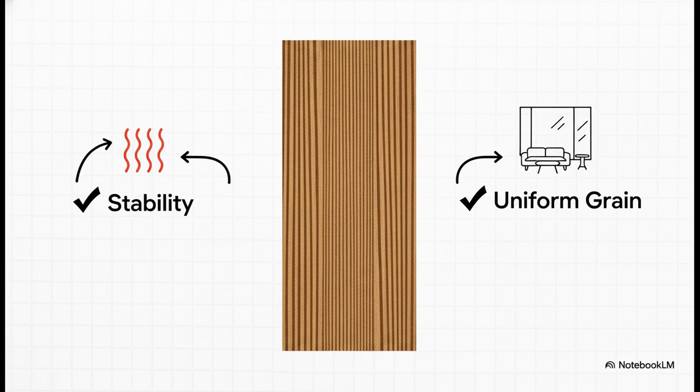It gives you the highest possible dimensional stability to handle those temperature swings from the radiant heat, and its perfectly uniform pinstripe grain delivers that clean, minimalist look the client wants. To make your spec totally airtight, you could even write rift sawn white oak, growth ring angle 30 to 60 degrees, no plain sawn boards permitted. Language like that ensures the mill knows there's no wiggle room.